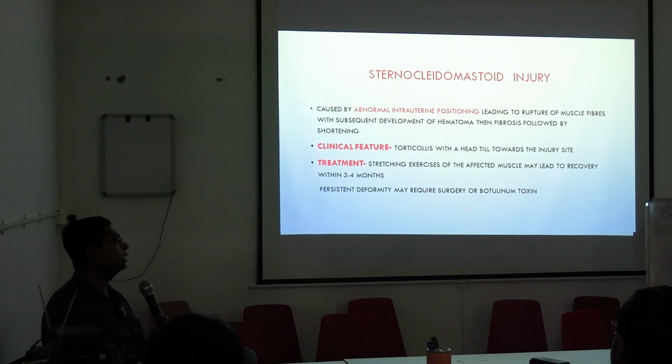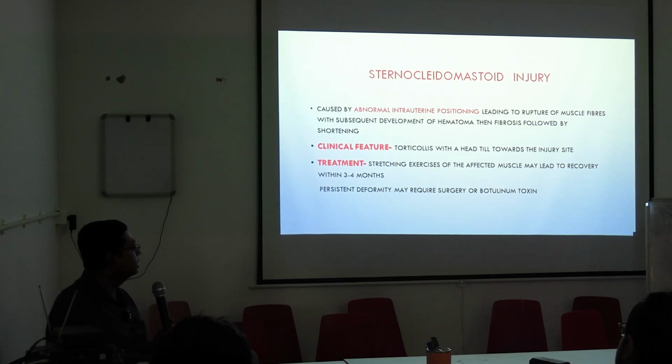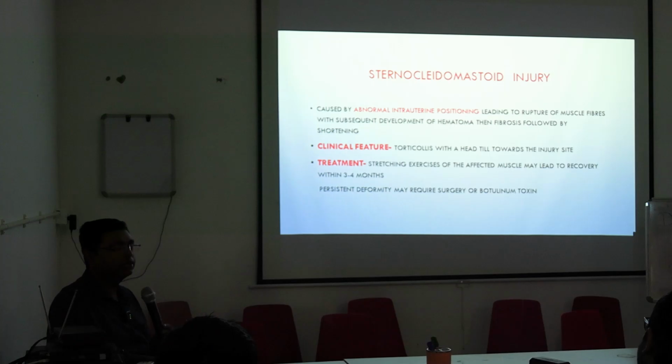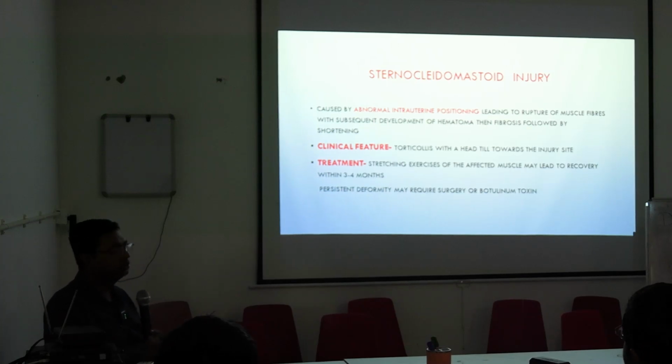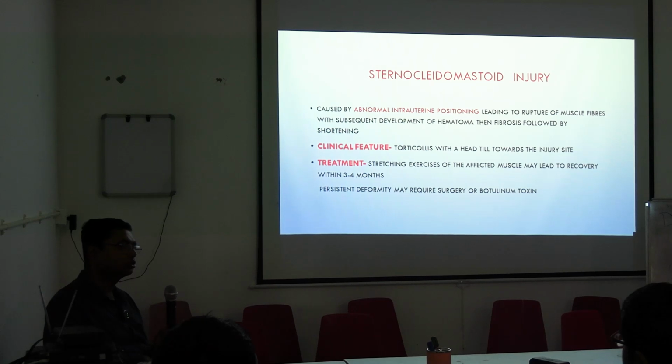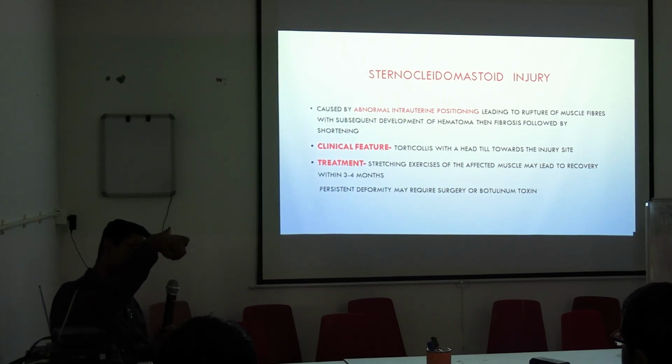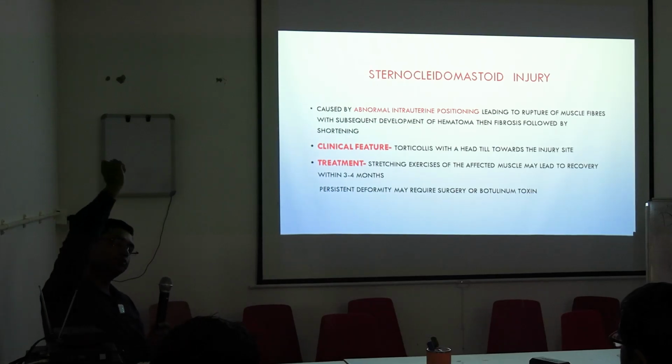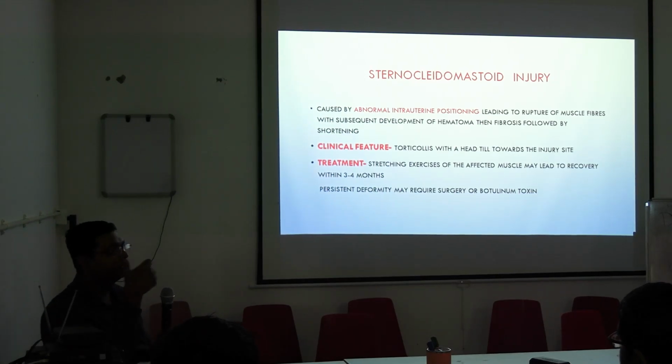Another important is the sternocleidomastoid injury. So it is caused by abnormal intrauterine positioning that leads to rupture of the muscle fibers with subsequent development of the hematoma and fibrosis during delivery and shortening of the muscle. তোরা ডেলিভারি নিশ্চয়ই দেখেছিস, প্রথমে আগে একটা শোল্ডার বার করা হয়, অ্যান্টেরিয়র শোল্ডার, তারপরে পোস্টেরিয়র শোল্ডারটাকে বার করে উপর দিয়ে তোলা হয়। In that traction force, there can be injury to the sternocleidomastoid muscle.